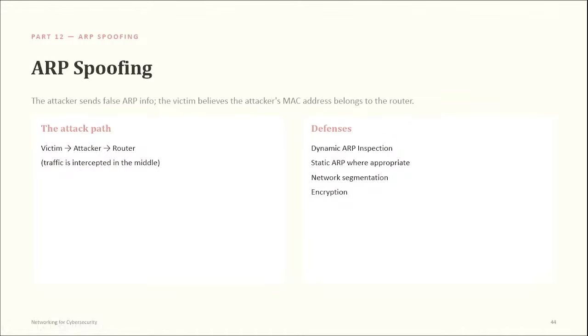So the attack path for this particular attack is the victim, the attacker, and then the router. Traffic is intercepted in the middle. So the attacker just stays in between to collect this traffic.